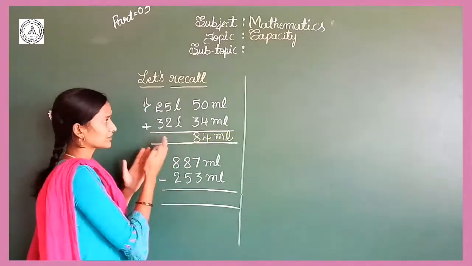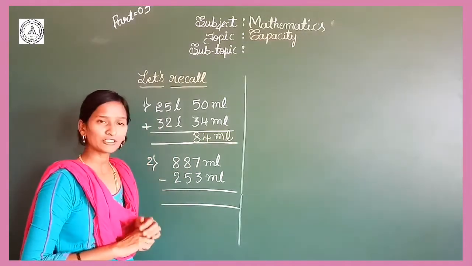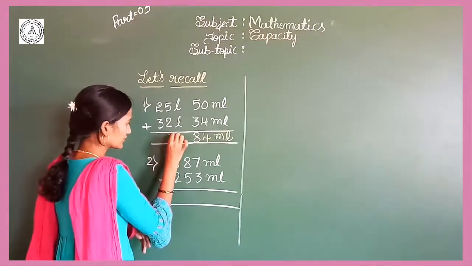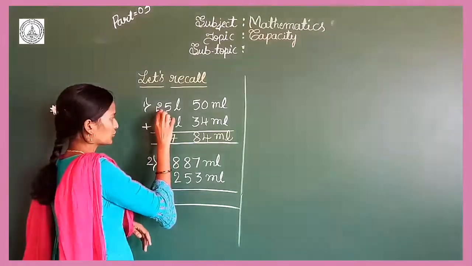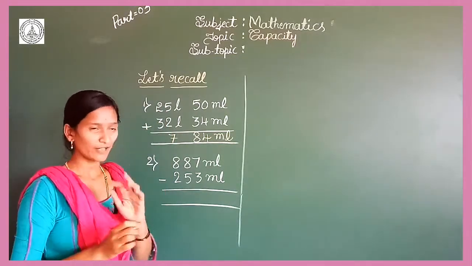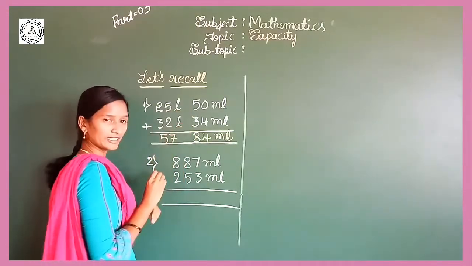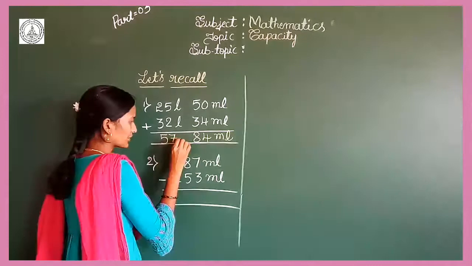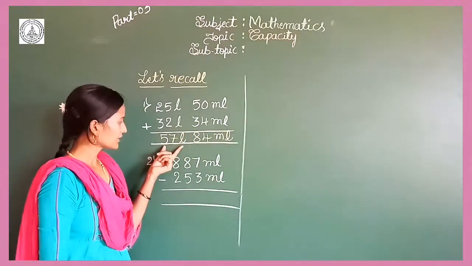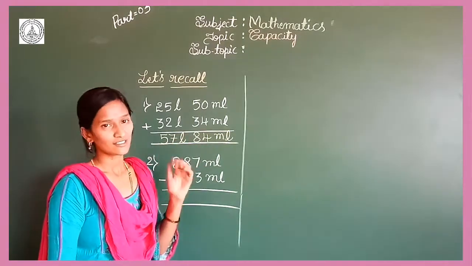Okay. So now come to the later part. It is 5 plus 2. What is 5 plus 2? 5 plus 2 is 7. So write down here 7. The next, 2 plus 3. What is 2 plus 3? 2 plus 3 is 5. So write here 5. So next, which unit are they gave here? Liter, right? So here also you have to write down liter. So students, so 57 liter, 84 milliliter. So this is the sum.